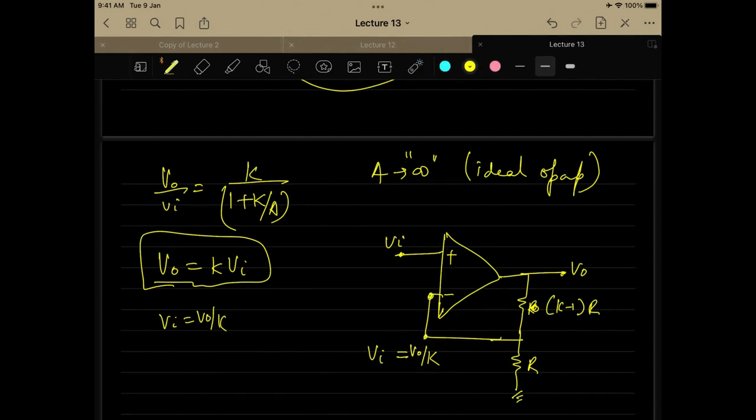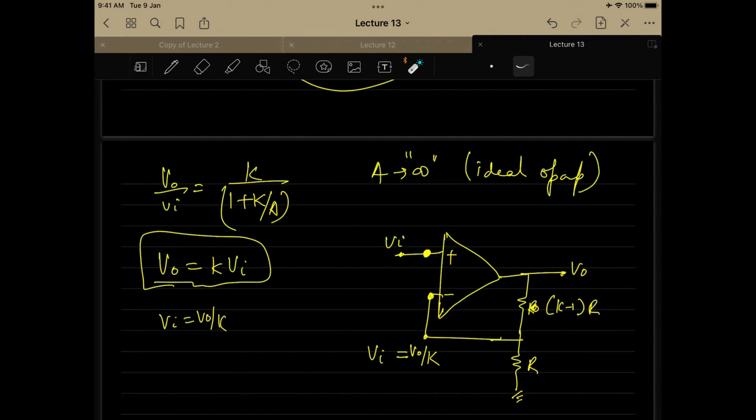So if this point is VI and if this point is also VI, what can you say? What I was saying is, here we achieved VO equal to KVI. From here we manipulated it and we got VI as VO by K. So this VO by K is this point. So that is equal to VI or not? Right. So if this point is VI, and this point is VI, what can you say from the earlier concepts which we have studied? If two points have the same potential, what can you say about the connection between the two? Short circuit, right? Good.